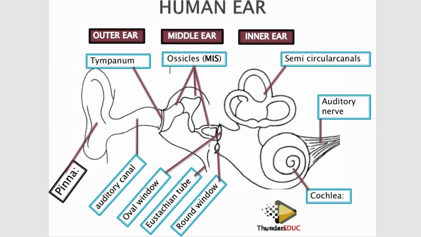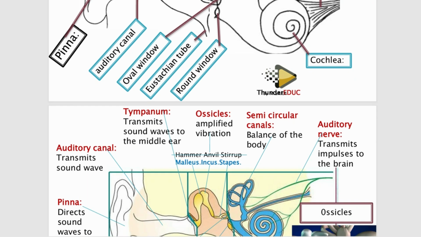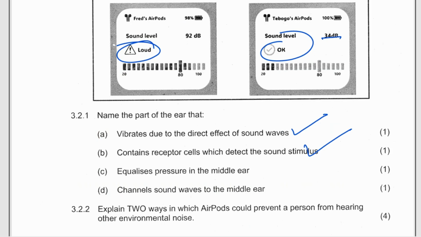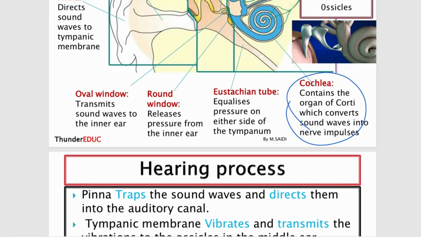They're talking about this. This is the cochlea. That's where you find this. You see, even we say that it has the what? The organ of Corti. Then they're saying that another question, equalize pressure on air in the middle ear. We say that is the Eustachian tube. Equalize pressure on either side of the tympanic membrane, meaning that in the middle ear.